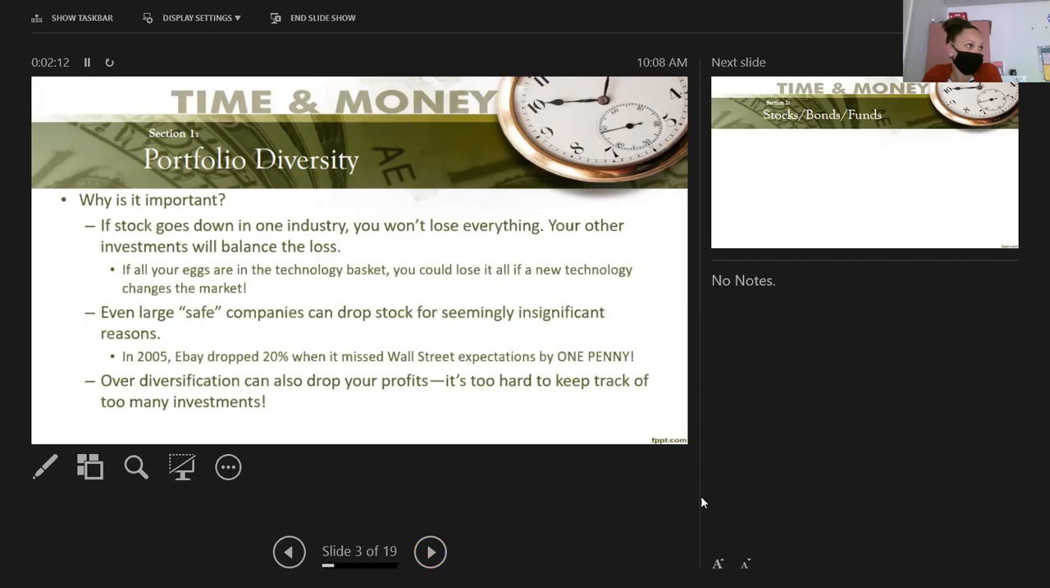For example, in 2005, eBay dropped 20% when it missed Wall Street expectations by 1 penny. It was 1 penny short, and the stock price dropped 20%. Over diversification can also drop your profits because it can be hard to keep track of too many investments. You want to try to find the happy medium in there.